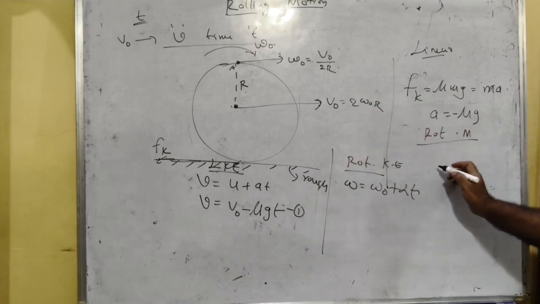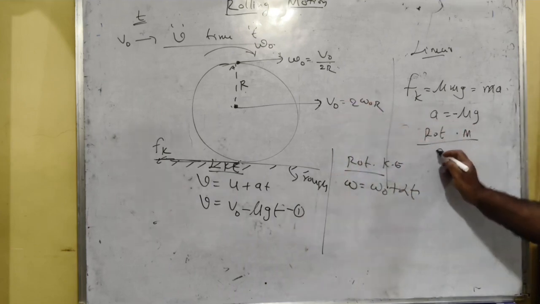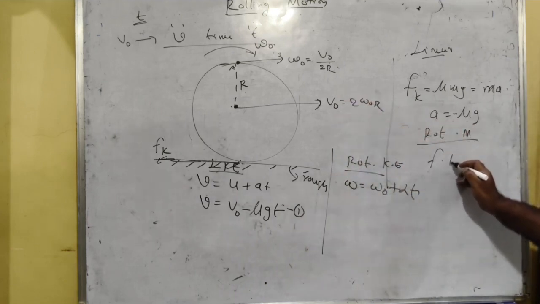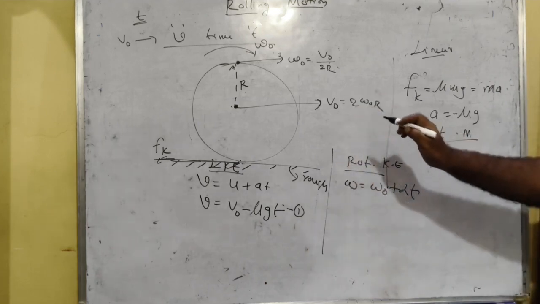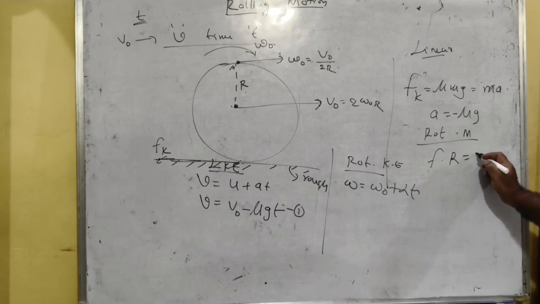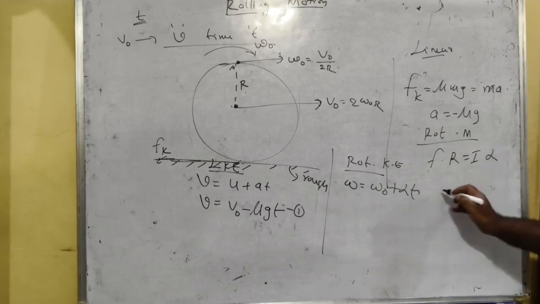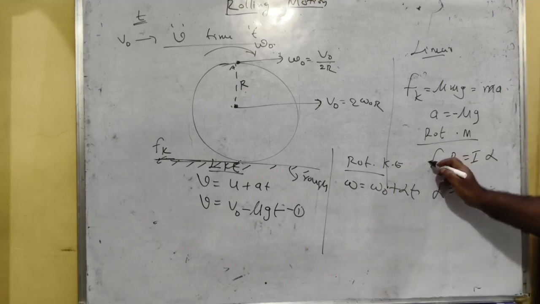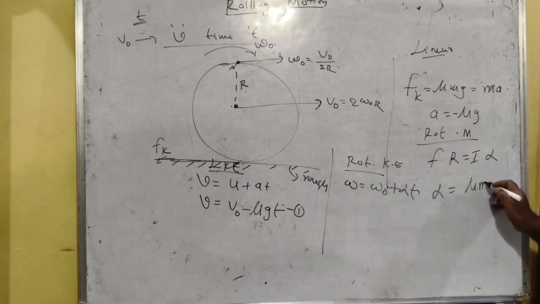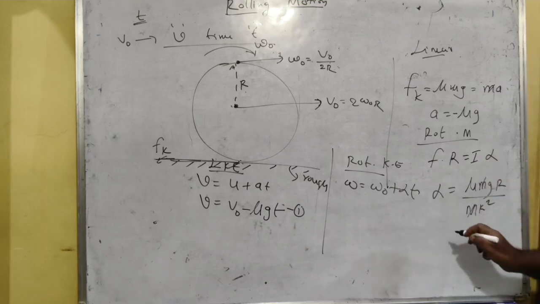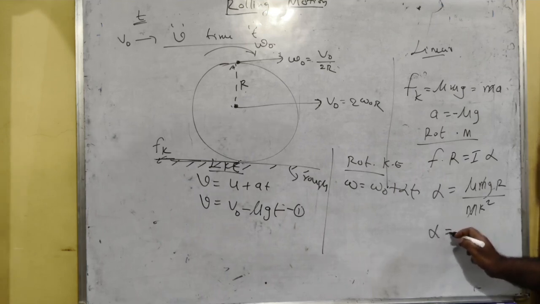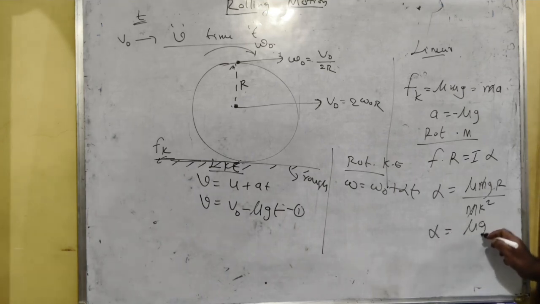What are the rotatory equations? What are the forces acting on this body? Frictional force into the perpendicular distance from the axis of rotation, r, will provide the necessary torque to roll it, which is equal to I alpha. Therefore, alpha is equal to F, meaning mu mg into r, divided by I, meaning m k square. Cancel. Therefore, alpha we calculated as mu g r by k square.